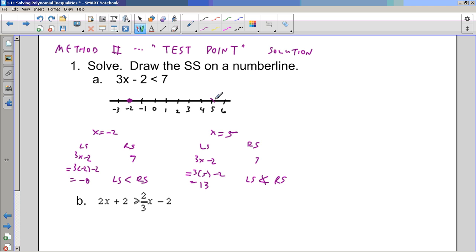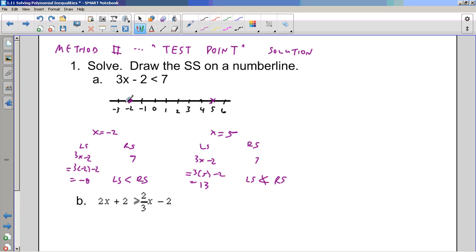So 5 is not a solution. Well, we're going to be here for a while if we take this approach. So what's the point here? Well, we know there are solutions at -2, and we know there are non-solutions at 5.